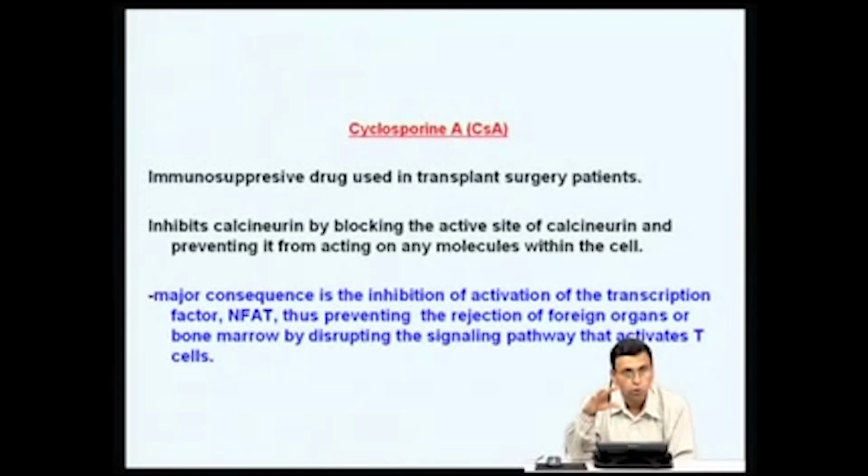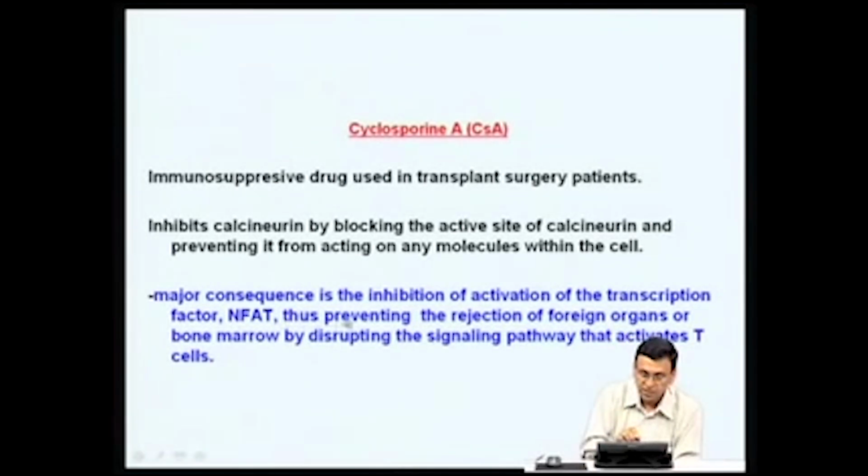So, one of the drugs given to these patients are immunosuppressants like cyclosporine, and cyclosporine primarily acts by inhibiting calcineurin. Therefore, NF-AT is not activated, therefore IL-2 is not synthesized, and therefore the alloantigens present in the tissues are not recognized by the immune system, and therefore there is immunosuppression.